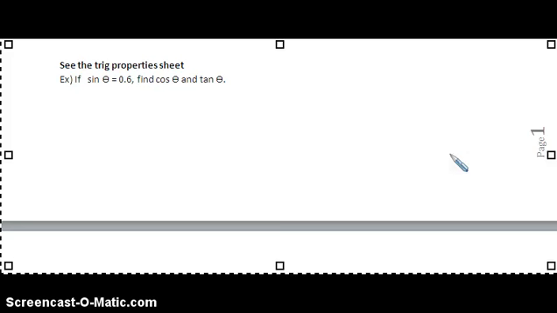Okay, for this next problem, I want you to have your trig formula sheet, or trig property sheet, out with you. I'm going to ask you to find the cosine and the tangent when we know the sine. So this is going to be two separate problems, so I'll do the cosine portion right here, and then over here I'll do the tangent.